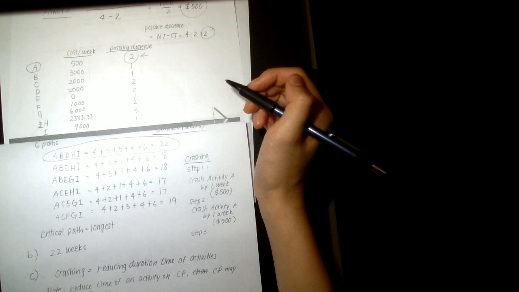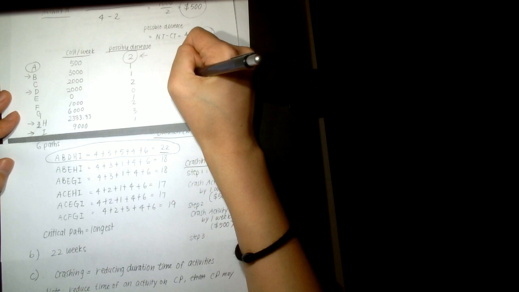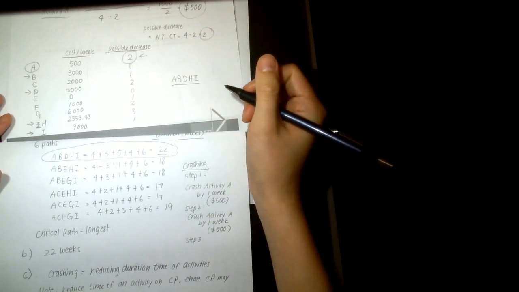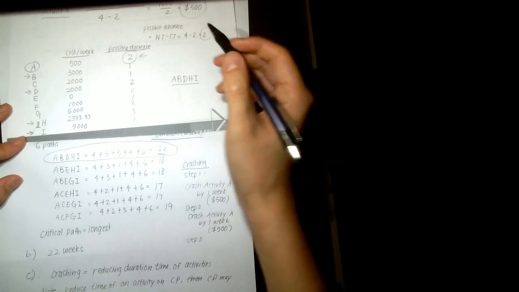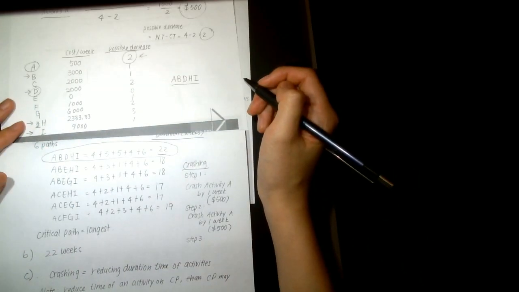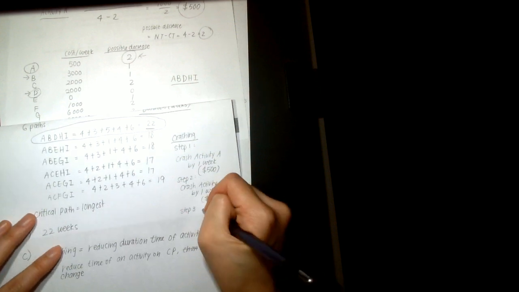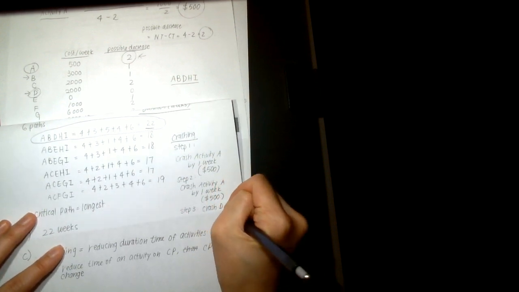So you look at B, D, H, and I, because these are the ones on the critical path. Remember, the critical path is A, B, D, H, I. And you look at which one is the lowest. So the lowest here would be the 2000, activity D. So the third step here would be to crash D at $2,000.